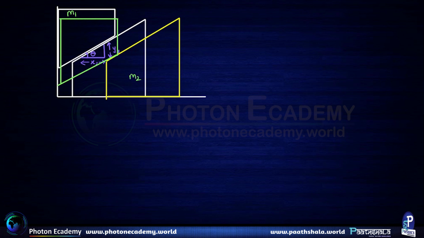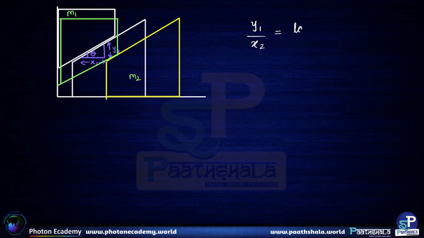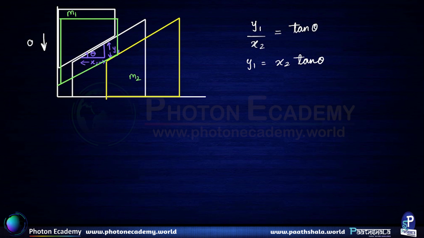So we'll have to have this particular equation, y1 upon x2 is equal to tan theta. That is, y1 is equal to x2 tan theta. On double differentiating y1, we get the downward acceleration of the mass m1. So the downward acceleration of the mass m1 is a1 and the rightward acceleration of the mass m2 is a2. The downward velocity happens to be v1 and the rightward velocity of mass m2 happens to be v2.